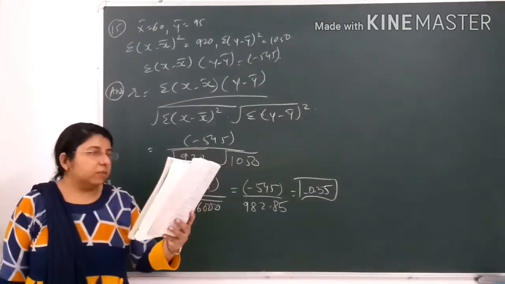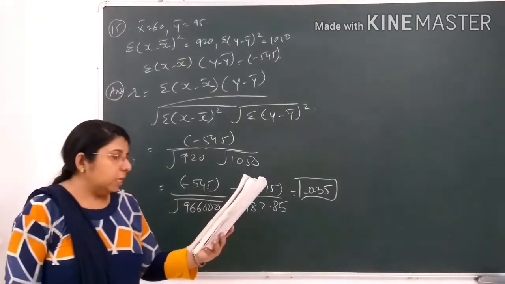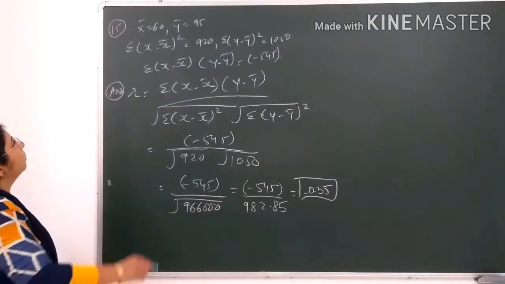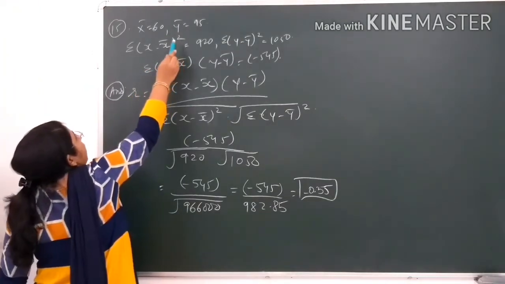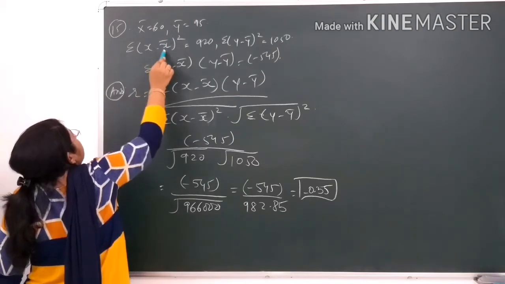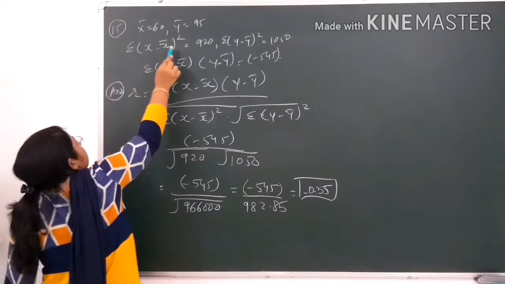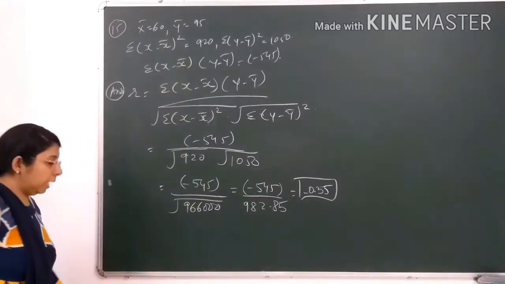Next column, it is given the sum of squares of deviations taken from their mean. Square means, over here you can see square. Deviations taken from their mean. So x minus x bar. Mean means x bar. Sum means sigma. So sigma x minus x bar whole square is given to you as 920.